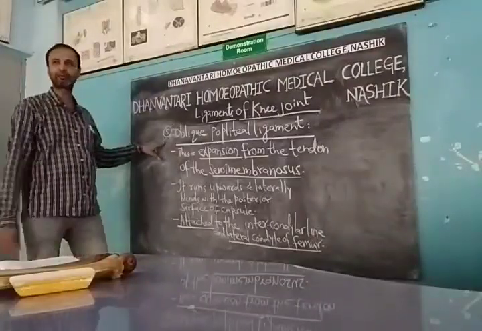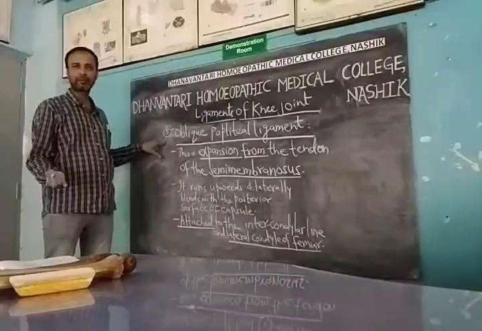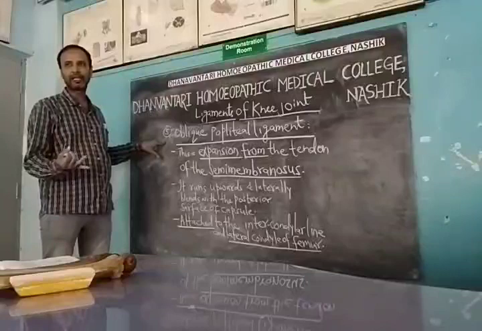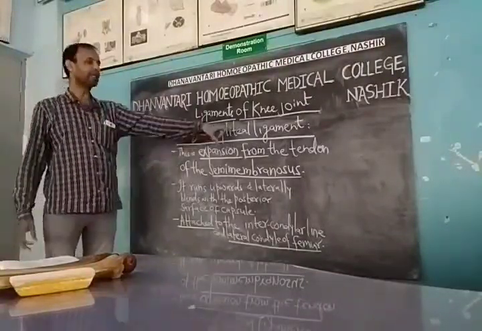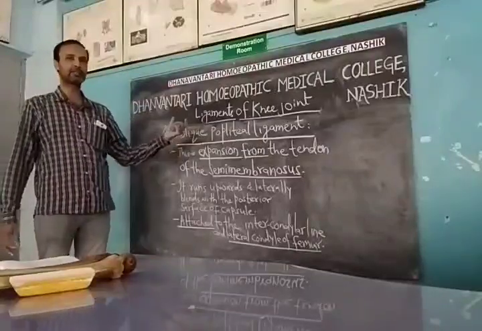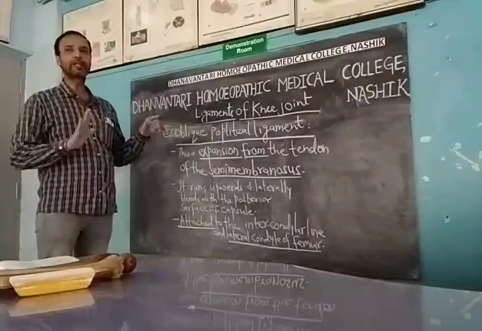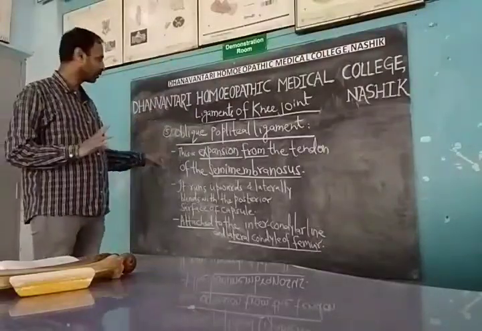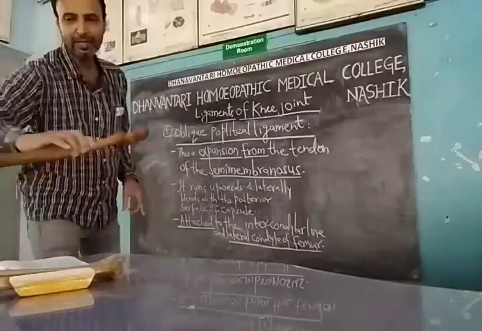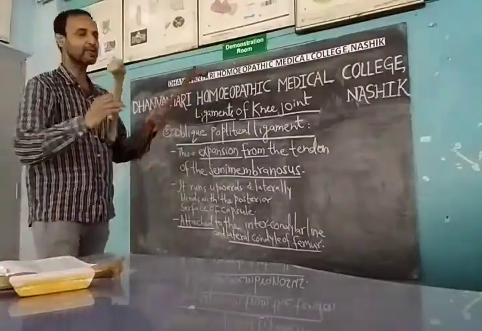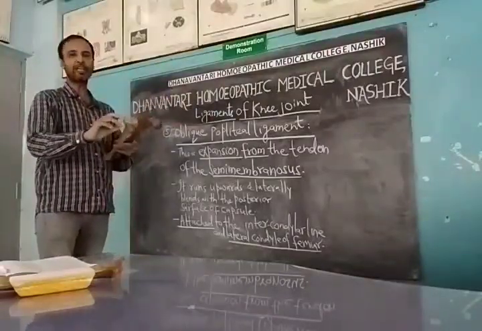Now the fifth ligament. We already discussed the last four ligaments: the fibrous capsule, the ligament of patella, then the medial, that is the tibial collateral ligament, and the fibular collateral ligament. Now the fifth is the oblique popliteal ligament. See, the name itself suggests oblique because it runs obliquely. Now why is it called by a name like this? It is an expansion from the semimembranosus.